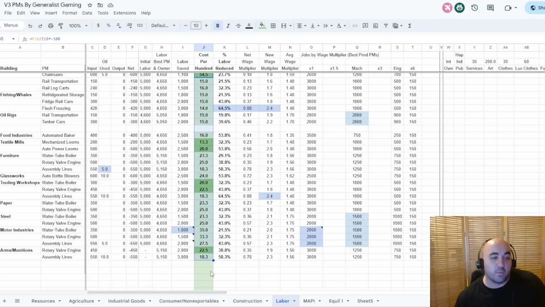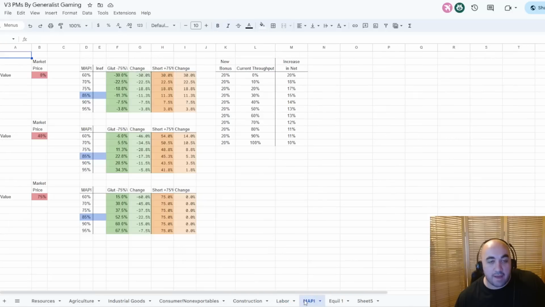But you can get an idea for which PMs are going to be a little bit more efficient. We have this MAPI example sheet, which is to illustrate what the changes are in price under various conditions. So if we have a market price of a good at 0%, and we have a local glut, that is, over double the sell orders than the buy orders, we can see at what level of MAPI what the price will be and what the percent change in that price is.